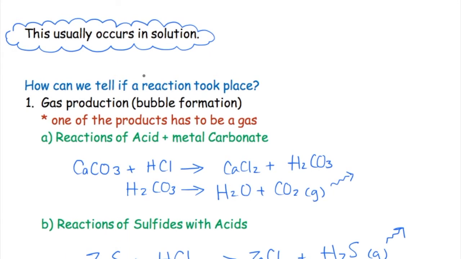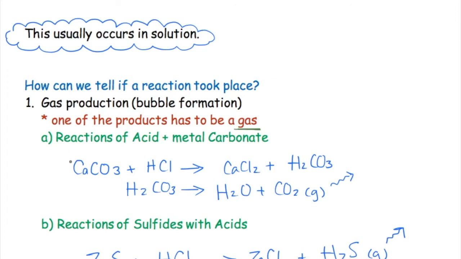So if you are mixing two compounds that are dissolved in water together, how can you tell in real life if a reaction did take place and a product did form? Well, the first indicator is the production of a gas, and you can see this visually by bubbles forming. Bubbles will come out of your beaker. So remember here that one of the products has to be a gas.